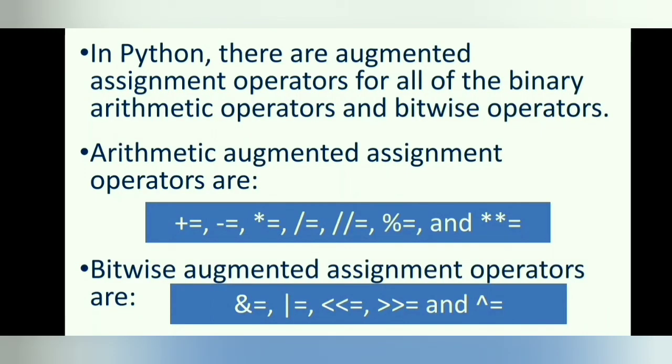In Python, there are augmented assignment operators for all of the binary arithmetic operators and bitwise operators. Arithmetic augmented assignment operators are plus, minus, multiplication, division, floor division, modulo division and exponent. Bitwise augmented assignment operators are bitwise and, bitwise or, left shift, right shift and bitwise XOR.